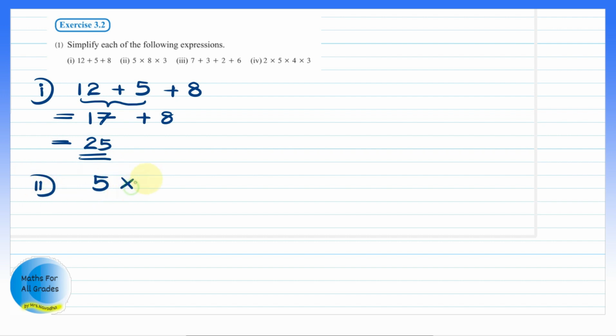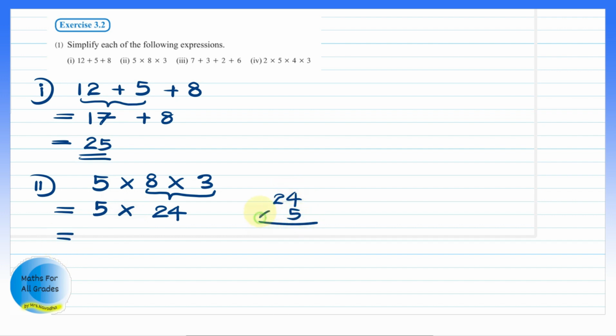Problem number 2. 5 times 8 times 3. This expression contains only multiplication, so the order doesn't matter. I'll start with this one. 8 times 3 equals 24. 5 comes here. 5 times 24. Let's find out. 24 times 5. 5 times 4, 20. 2 goes here. 5 times 2, 10. 10 plus 2, 12. 120.